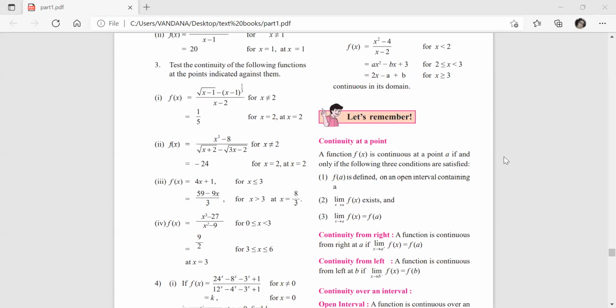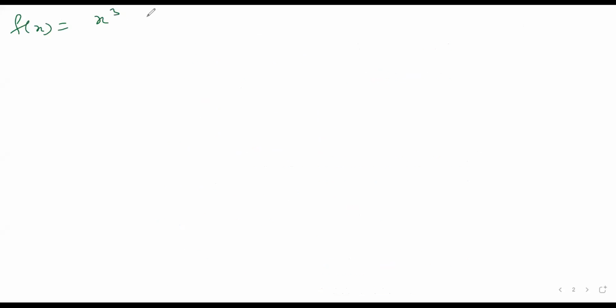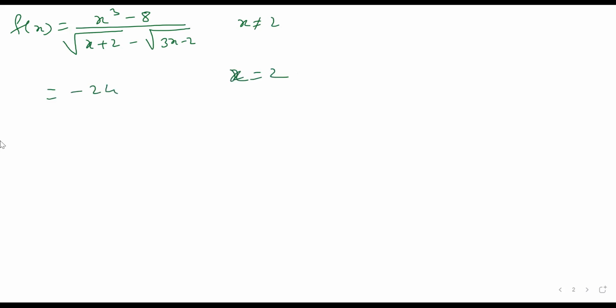Next sum: f of x is x cube minus 8 upon under root x plus 2 minus under root 3x minus 2 for x is not equal to 2, and it is minus 24 for x is equal to 2.